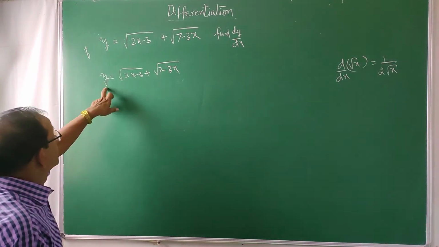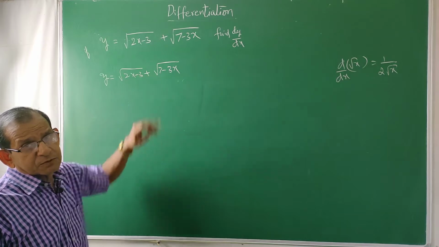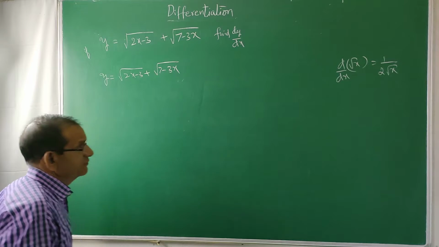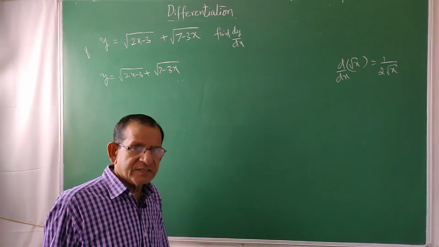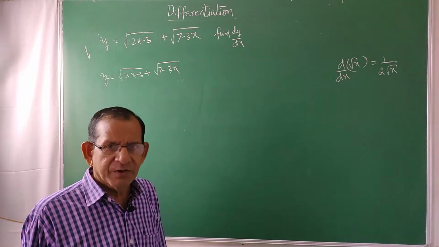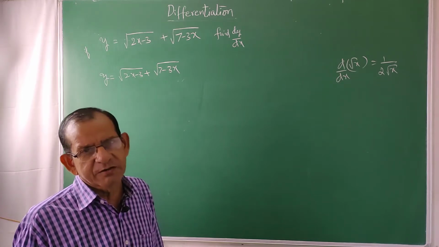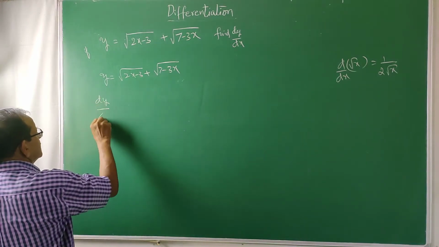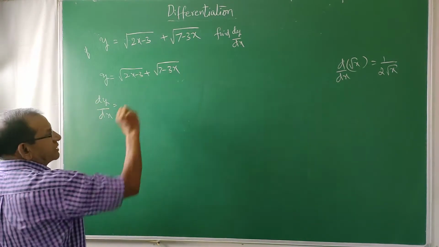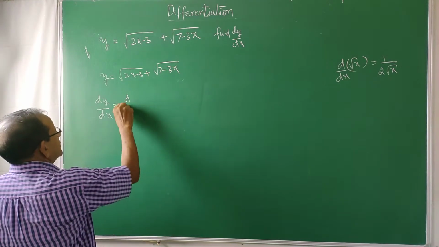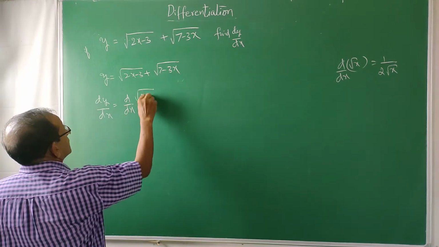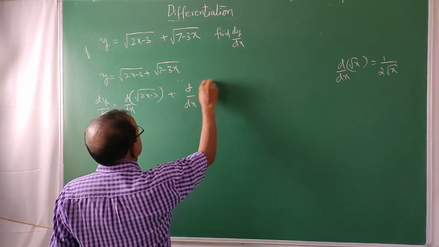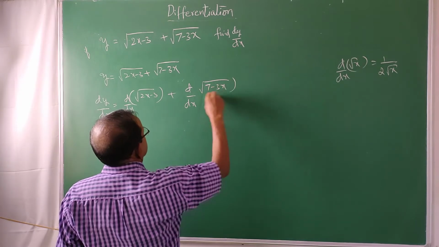Now, here y is given as a sum of two square root terms. We know the derivative of root x is 1 by 2 root x. So, here we have to use that function. If root of f(x) is given instead of x, then we have to write 1 by 2 root f(x) into the derivative of f(x), that is f dash x. So, dy by dx is equal to, because it is an addition, you can take separate differentiation, d by dx of root of 2x minus 3 plus d by dx of square root of 7 minus 3x.